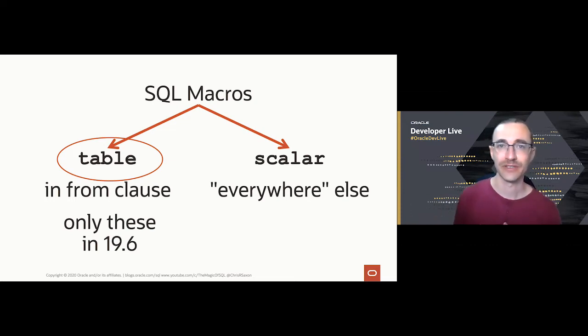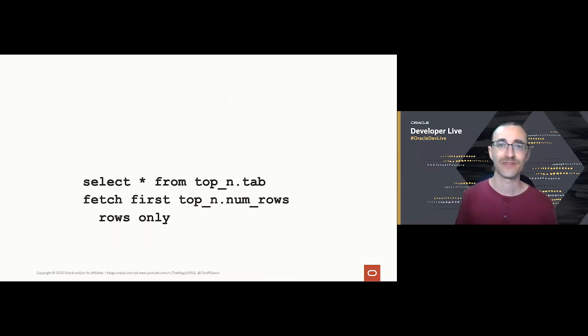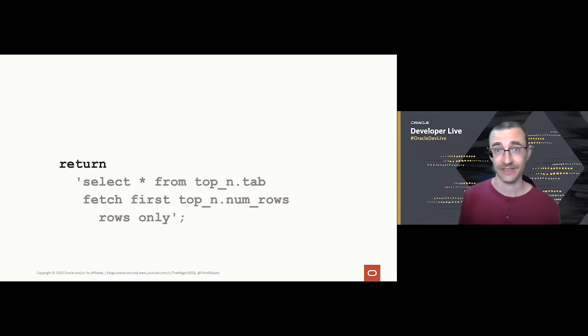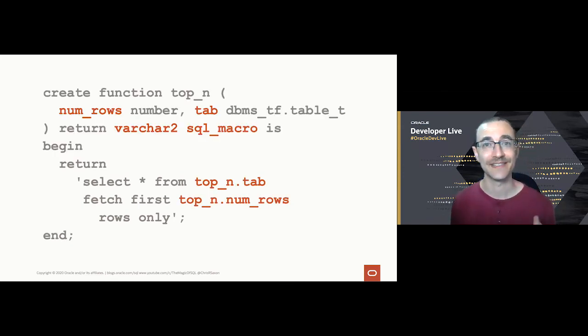We'll start off by writing that query, a fetch first clause, fetch first this number of rows only from the table. Now, we're not actually executing this SQL statement. We're returning this fragment. So what we need to do is turn it into a string. Now we're returning just text, and the function we create will return a varchar2, which is a SQL macro. Our parameters to that are the number of rows and the table.